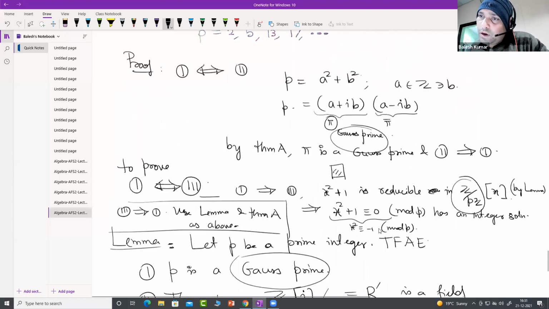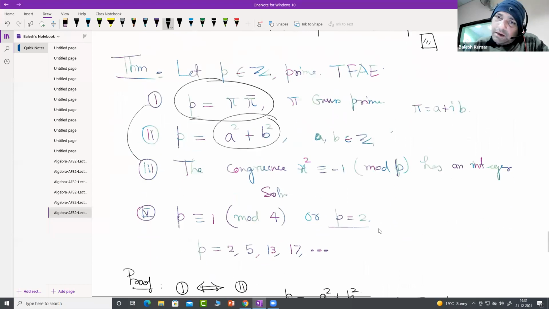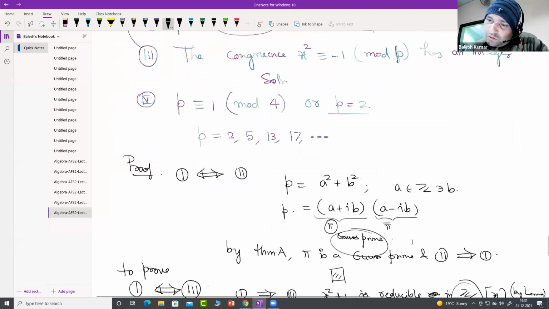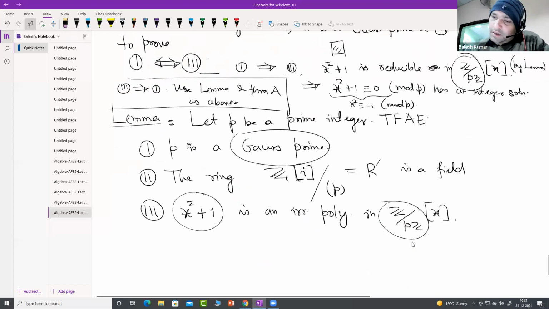So what we have proven: 1 implies 2, 2 implies 1, 1 implies 3, 3 implies 1. And this 1 implies 3, 3 implies 1 is modulo the proof of this lemma, which we will be proving in the next lecture. And so now I would like to stop here. Thank you very much.